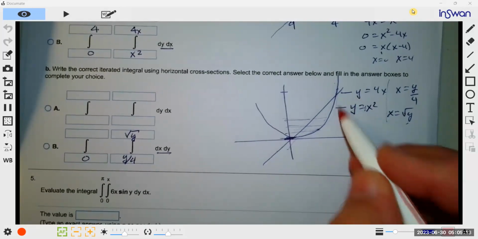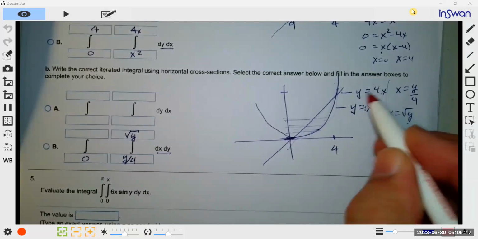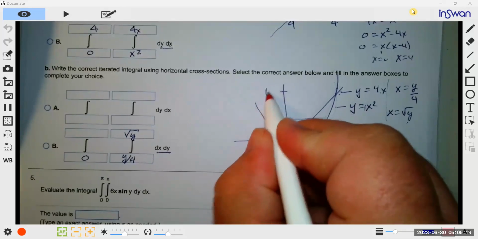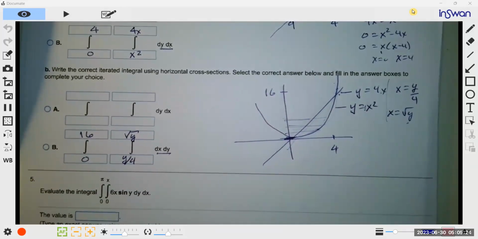Remember, it's the same way we had earlier when x equals 4. If x equals 4, then this one equals 16. So those are the bounds of integration. Right?